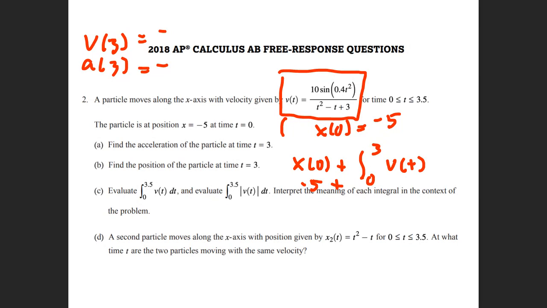Okay, so what is the first one giving us? What is the integral from 0 to 3.5 of v of t? What does that give us? Exactly. And what does the integral from 0 to 3.5 of the absolute value give us? Total distance. Exactly right. And we obviously could figure those values out just by plugging them into our calculator. So what do you get for the displacement?